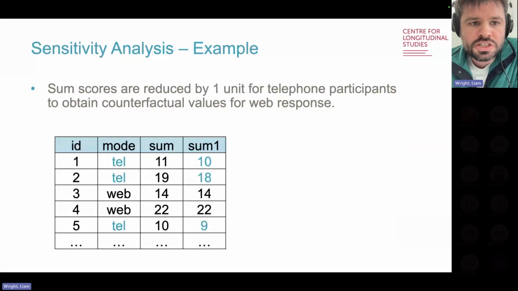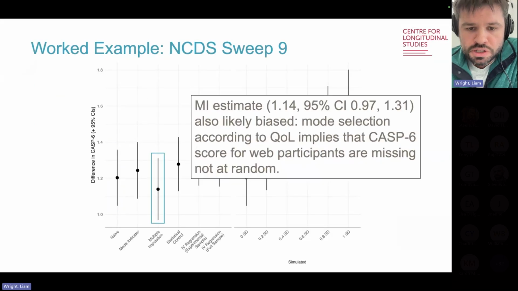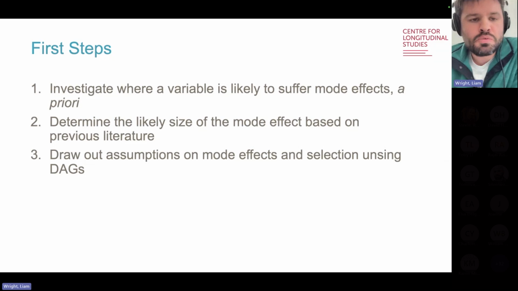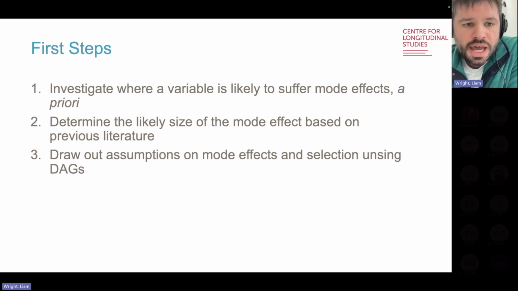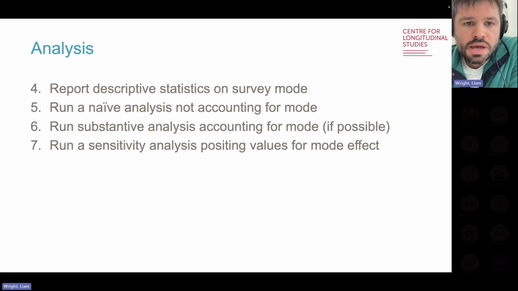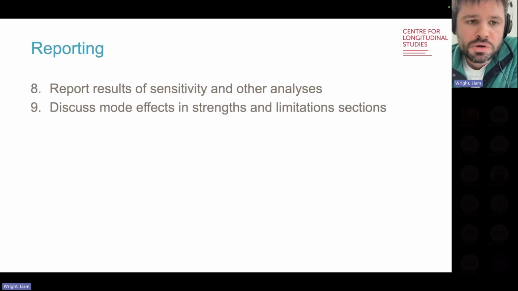The guidance document has a list of recommendations. We've added some recommendations on how to handle mode effects when you're using our cohorts. This involves the steps that we've discussed here. Draw out your assumptions using a DAG, have a sense of what the likely size of mode effects will be and what variables would suffer from mode effects and where the bias might be as a result. Report descriptive statistics by modes, have a sense of mode selection, and then try to run sensitivity and other analyses that do account for mode effects or attempt to account for mode effects.